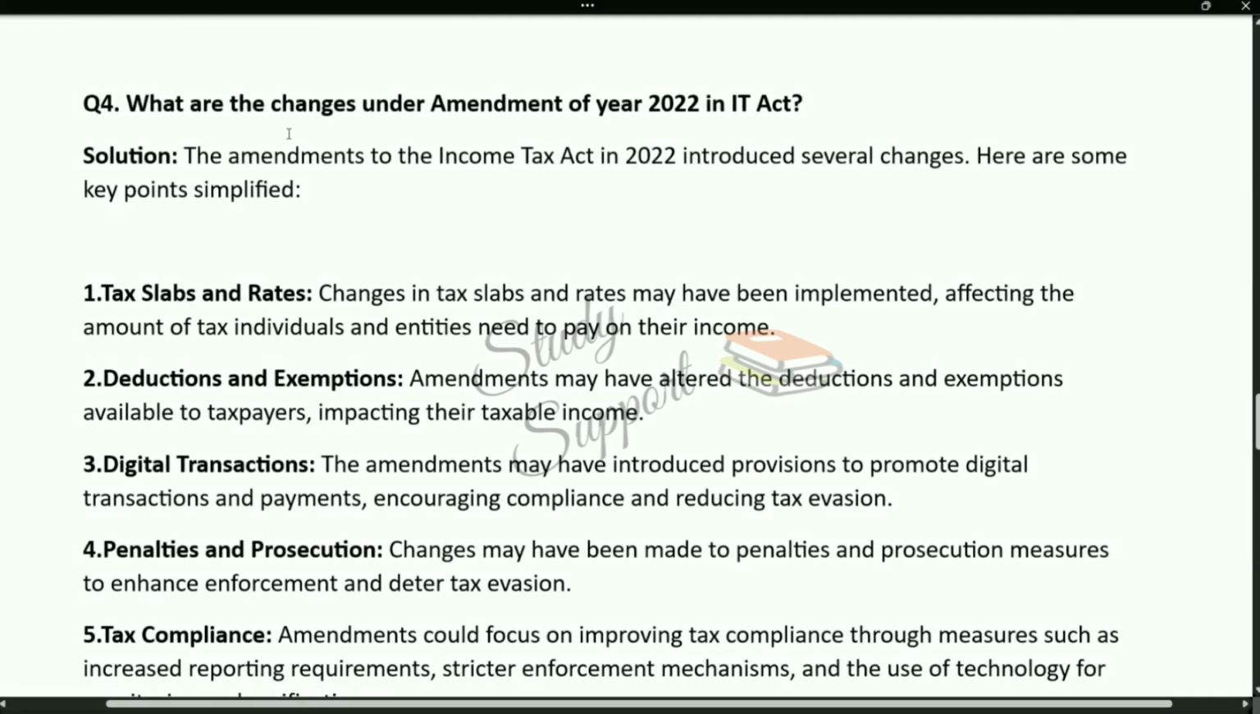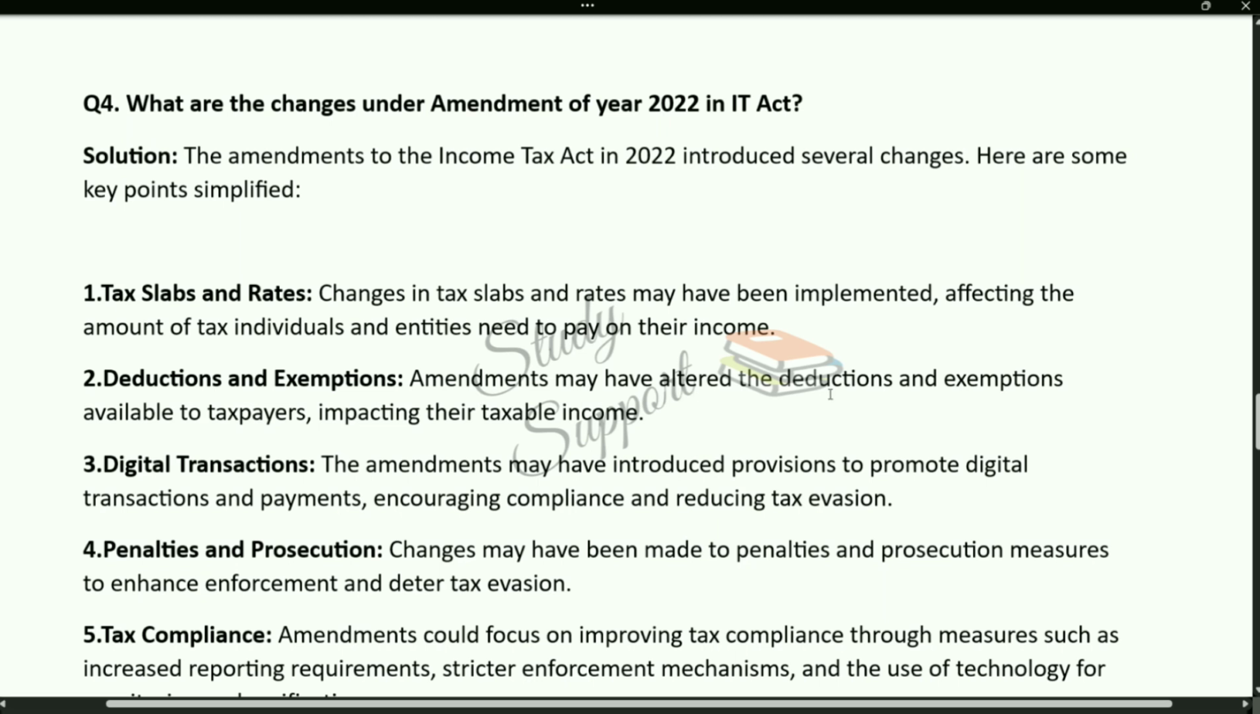Question 4. What are the changes under Amendment of Year 2022 in IT Act? Solution. The amendments to the Income Tax Act in 2022 introduced several changes. Here are some key points simplified. 1. Tax slabs and rates. Changes in tax slabs and rates may have been implemented, affecting the amount of tax individuals and entities need to pay on their income.